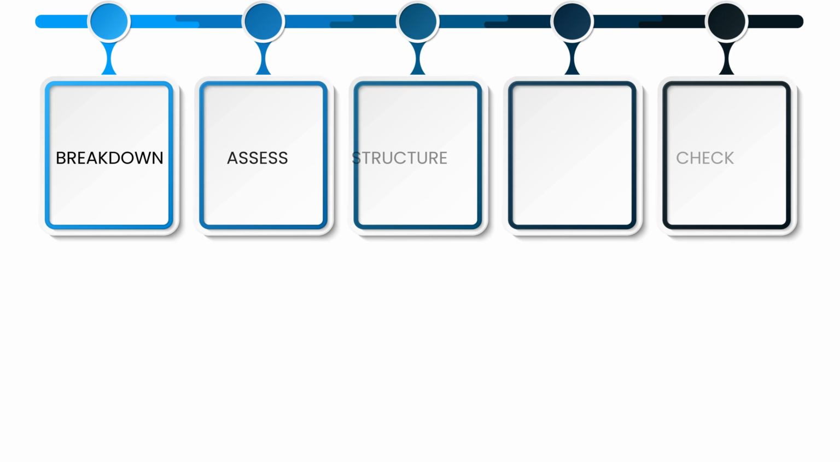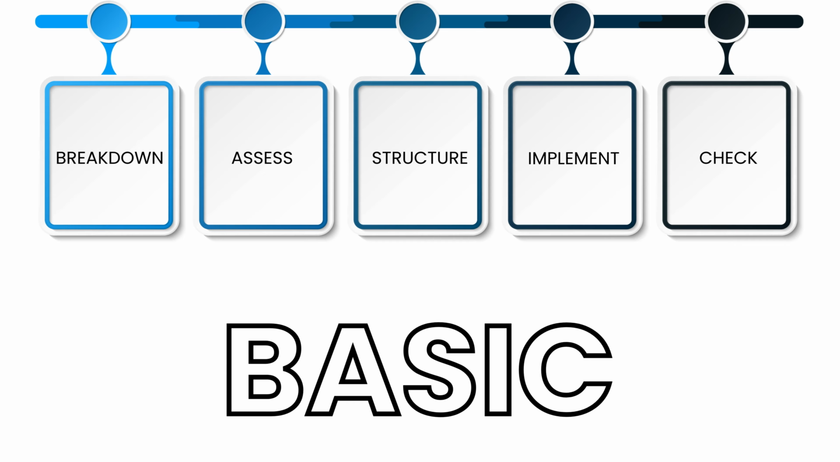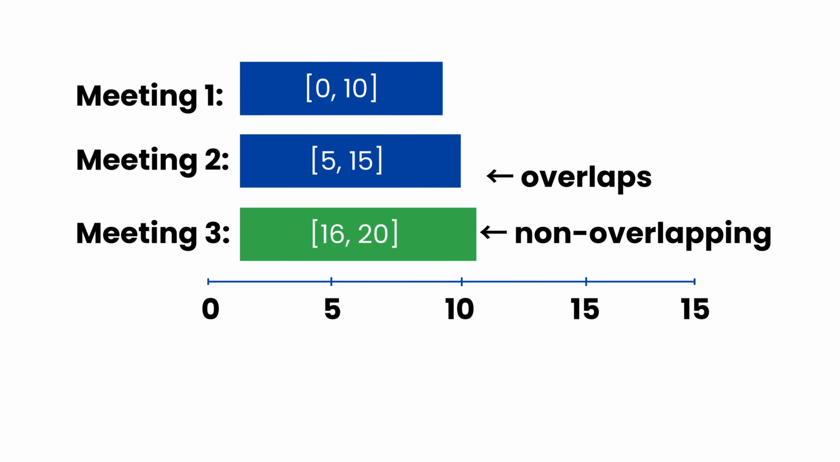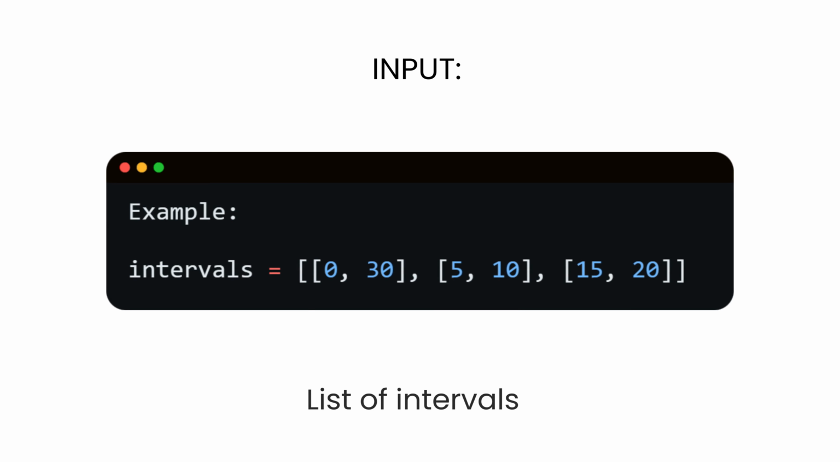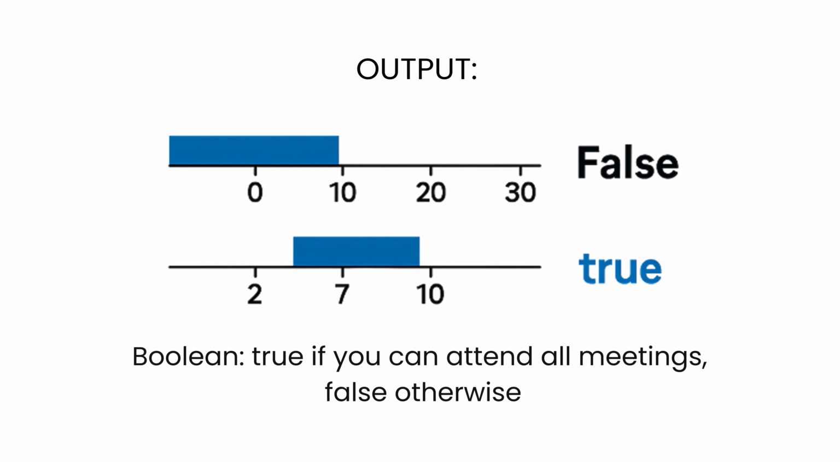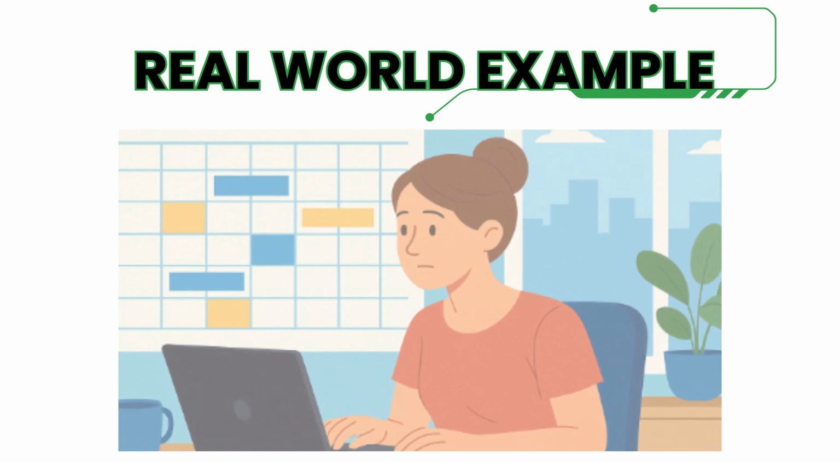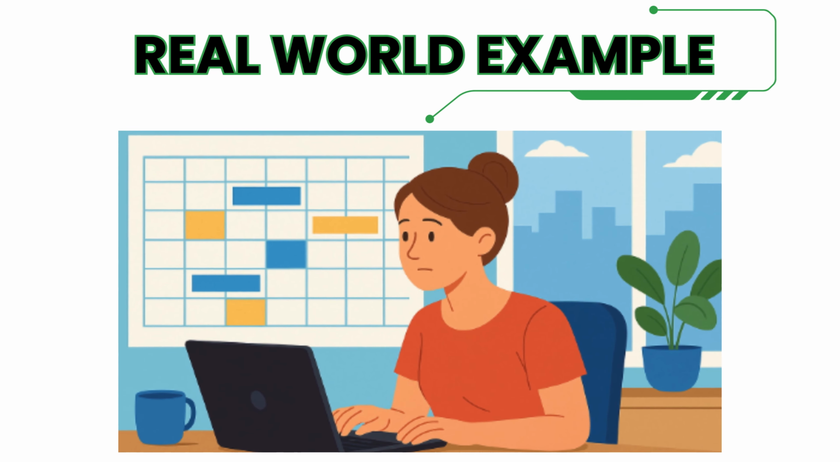Let's break down Meeting Rooms using the basic approach, a reliable method for interval overlap problems. You're given an array of meeting time intervals where each interval is [start, end]. Determine if a person could attend all meetings. Input: a list of intervals, unsorted, each as [start, end]. Output: a boolean, true if you can attend all meetings, false otherwise.